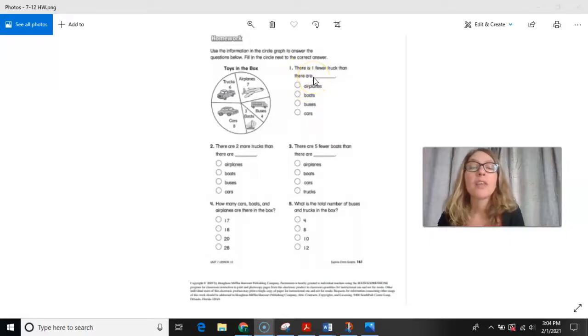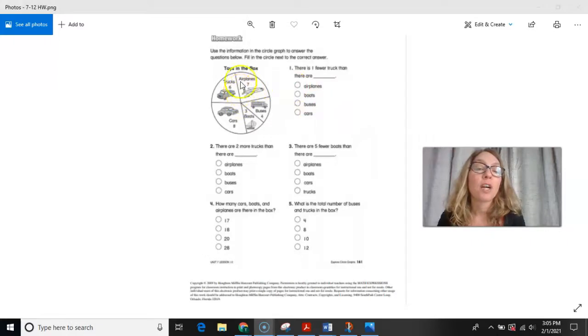So number 1, there is 1 fewer truck than there are what? All right, so remember the whole purpose of a graph is to help us organize our information or our data so that we can compare, contrast, look at trends, like what people like, what people don't like, what's popular, what's not popular. There's all kinds of reasons why graphs are important. So in this case, it's just telling us how many toys are in a box, and now we're going to look at this picture, this graph, to answer these questions.